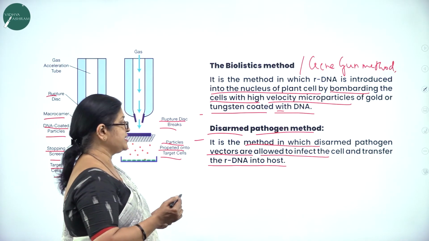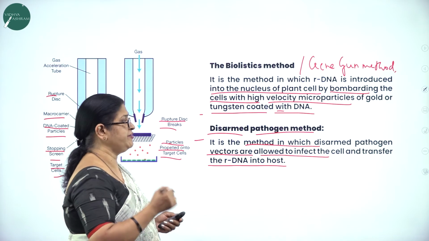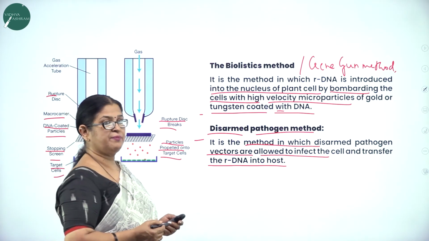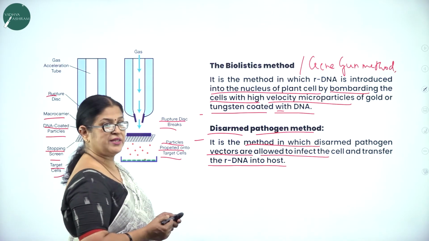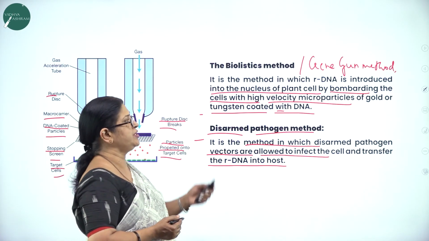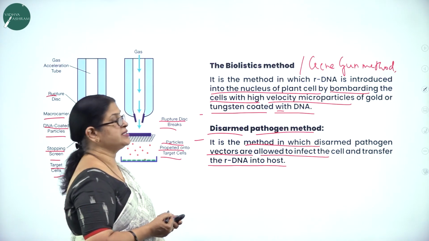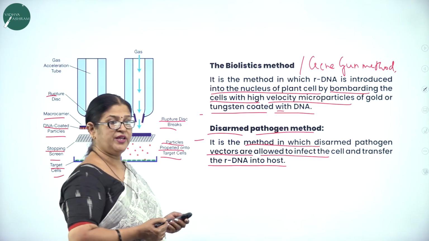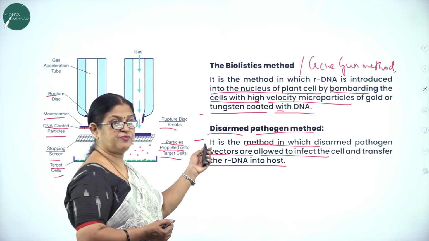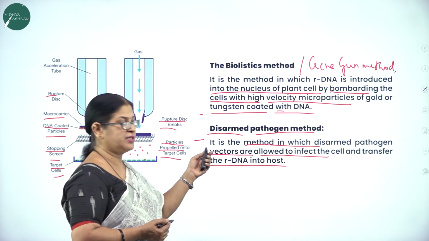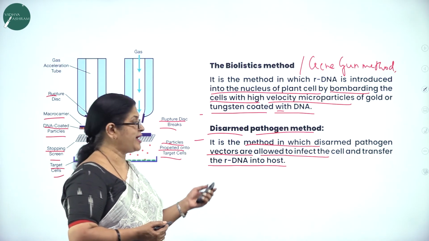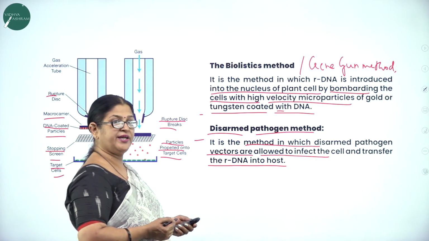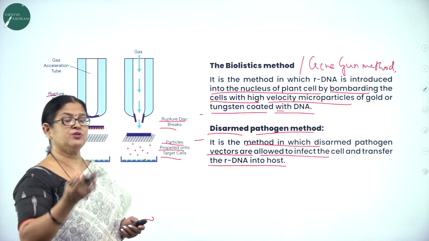It is the method in which disarmed pathogen vectors are allowed to infect the cell and transfer the rDNA into the host. So what is biolistic method? It is the method in which rDNA is introduced into the nucleus of a plant cell by bombarding the cells with high velocity microparticles of gold or tungsten coated with DNA. Then what is the next fourth method? That is disarmed pathogen method. It is a method in which disarmed pathogen vectors are allowed to infect the cell and transfer the rDNA into the host cell. So those are the four methods.